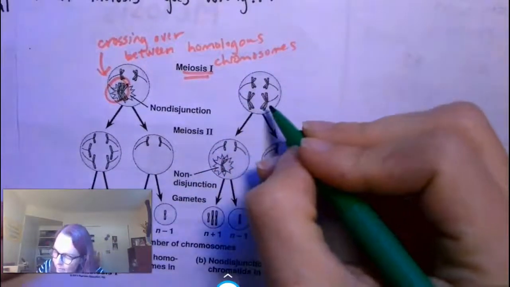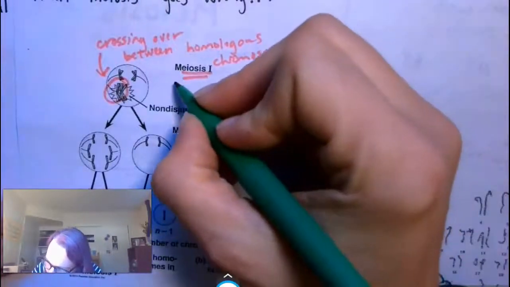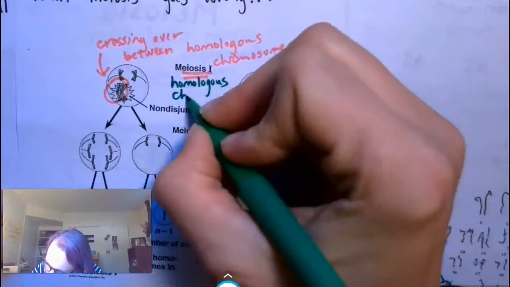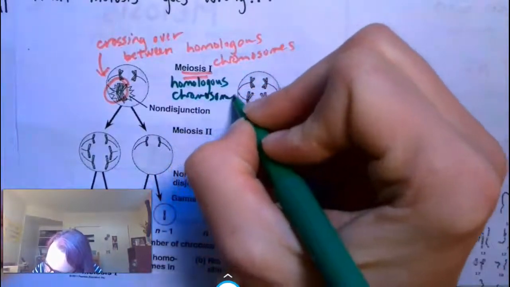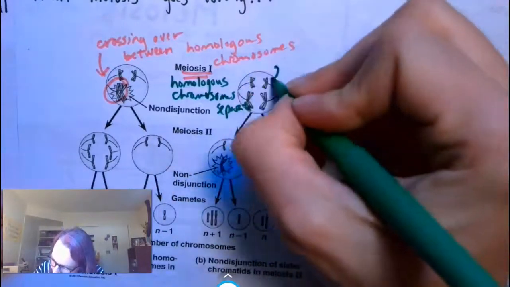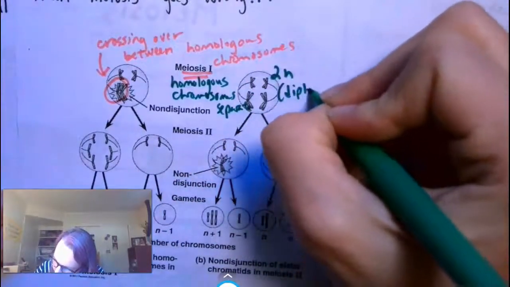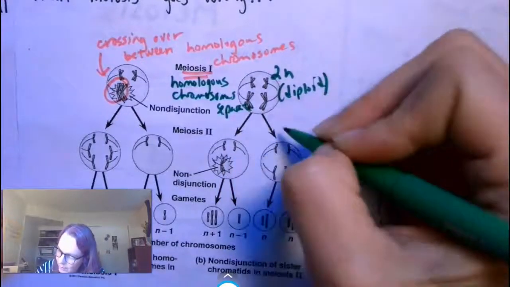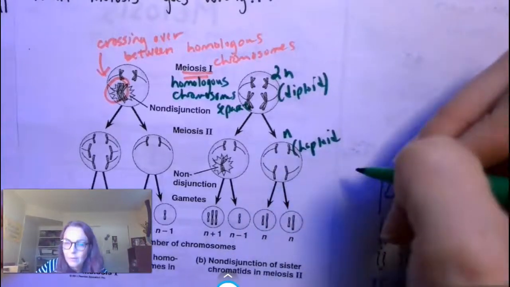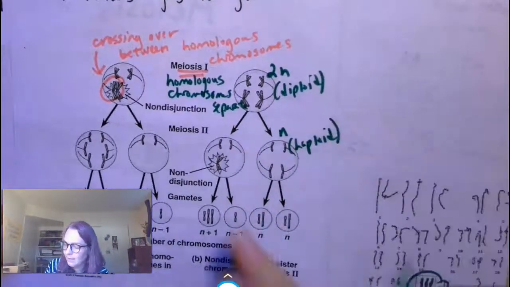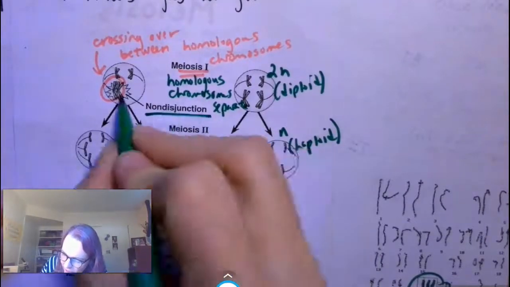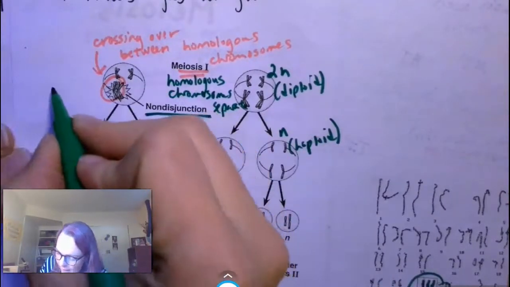We have separation in meiosis 1, the homologous chromosomes separate. So we go from 2N, or diploid, to N, or haploid, by the end of meiosis 1. Sometimes, however, non-disjunction occurs, so the chromosomes get stuck together.